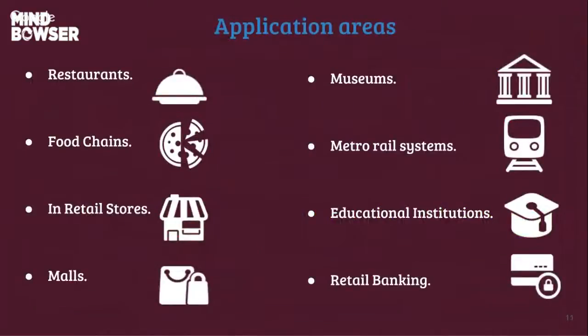So application areas that have emerged using proximity marketing are not just limited to retail, but include restaurants, food chains, retail stores, malls, museums, metro rail systems, educational institutions, and retail banking. One could ask, do any of these make sense? How would retail banking be using beacons, or a metro rail system be using beacons?